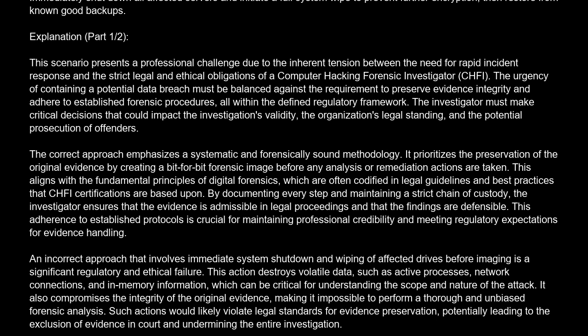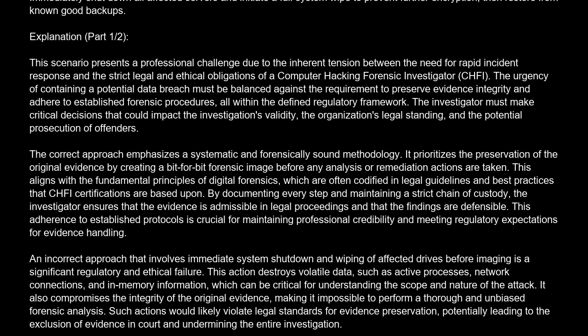By documenting every step and maintaining a strict chain of custody, the investigator ensures that the evidence is admissible in legal proceedings and that the findings are defensible. This adherence to established protocols is crucial for maintaining professional credibility and meeting regulatory expectations for evidence handling.